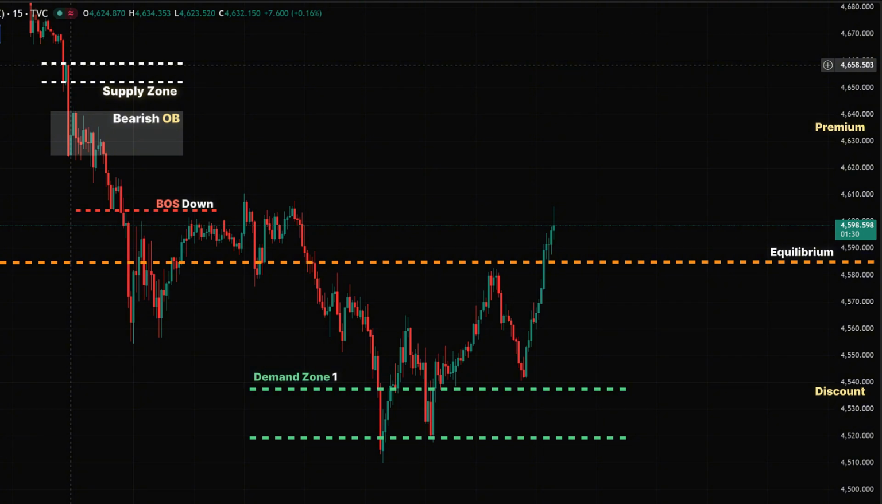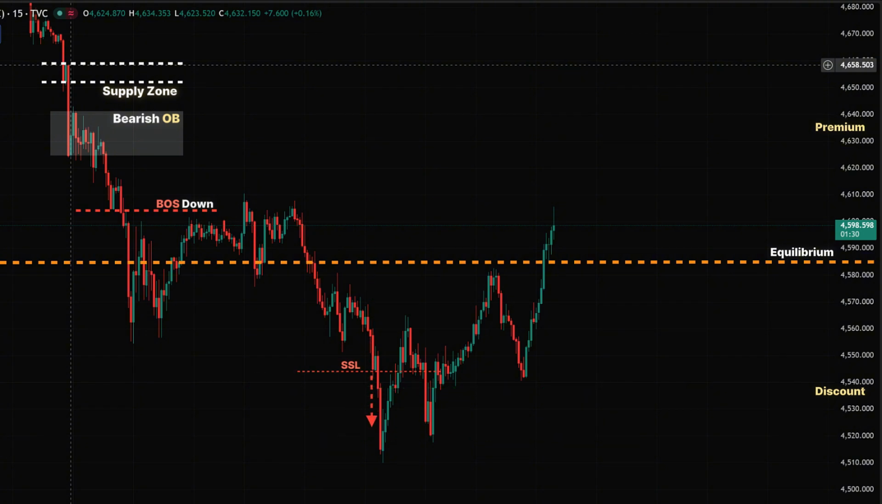Now look at what happens near the demand zone. Price pushes down into the lower region and takes out previous lows. This is where sell-side liquidity is likely sitting. Traders who bought earlier probably had stop losses below those lows. Breakout sellers may also enter when the price breaks down. So when price sweeps that area, it triggers stops and pulls in late sellers.